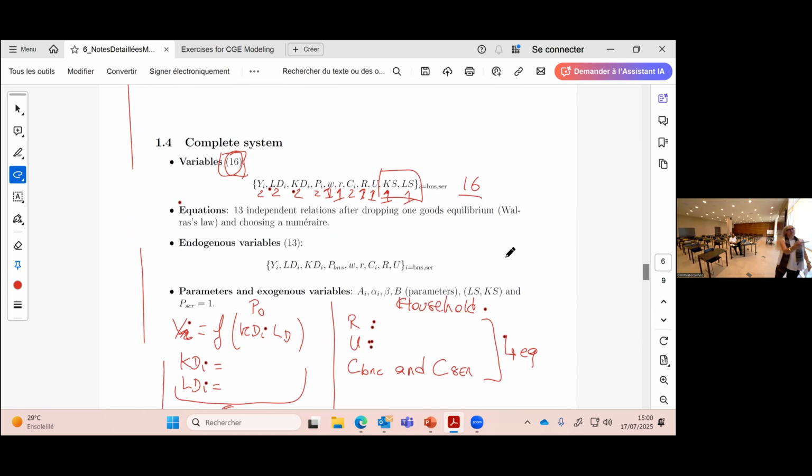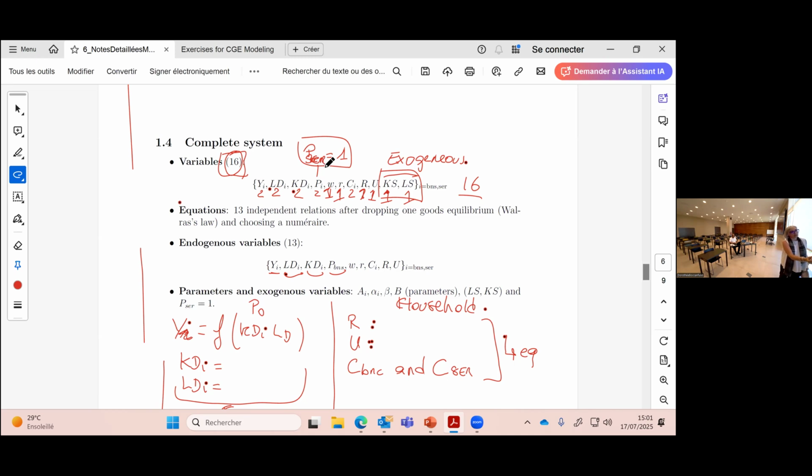Here, these 2 variables are exogenous. And I decide to choose BCN, the price of the goods, as a numeraire. If I count now the variables, I have 2 goods and services, the production in the economy, labor demand 2, capital demand 2, 1. Yes, it was service, sorry.